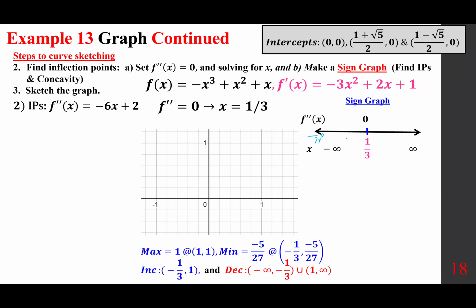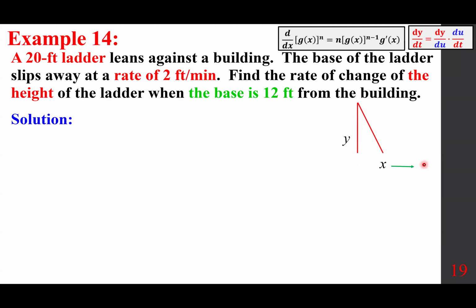A 20-foot ladder leans against a building. The base of the ladder slips away at the rate of 2 feet per minute. Find the rate of change of the height of the ladder when the base is 12 feet from the building. You have to draw the setting. So here's the wall or the building. Here's the ladder. It slips away this way. And that's at a rate or speed of 2 feet per minute. So that's the speed. dx/dt is 2 feet per minute.